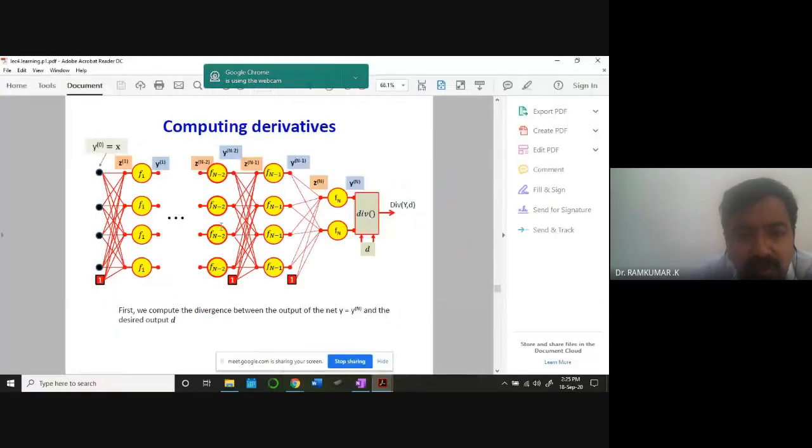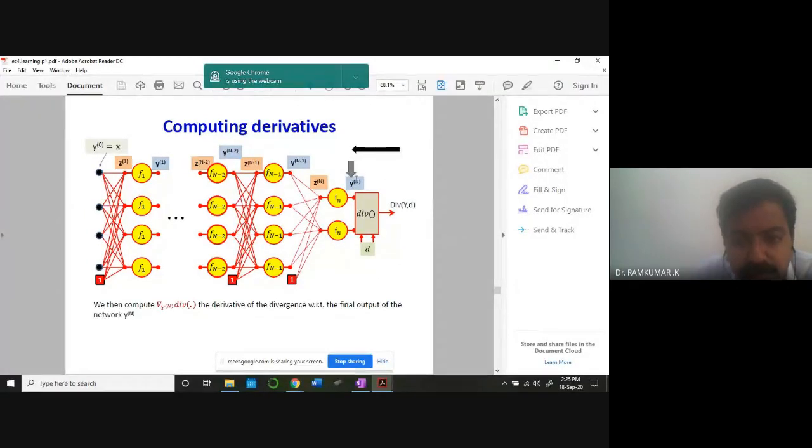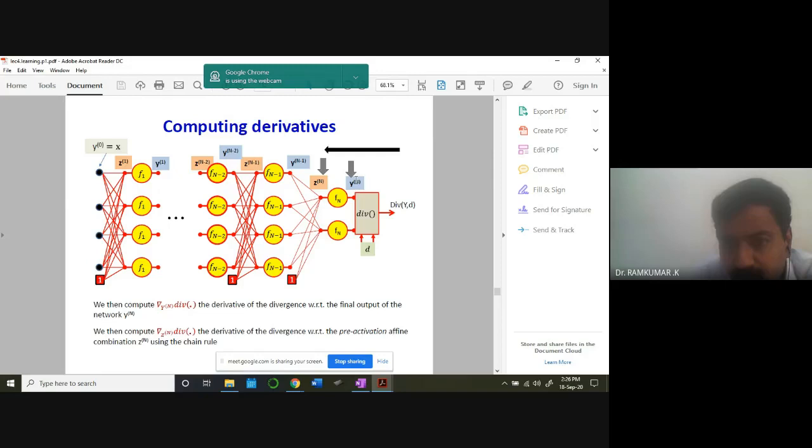So look at this. Conditions clearly given, neatly. Now you have to compute Y of it. So this is Y of it. At this point, we are going to compute the change in this error, the divergence error, with respect to this Yn, the derivative. We then compute with respect to Zn. What is Zn? That's the pre-activation for the output layer. What is Yn? That is the activation at the output layer.